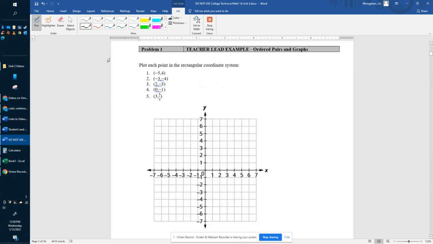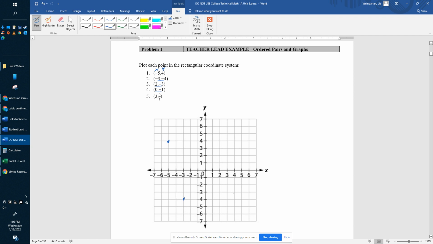So let's look at an example where we will be graphing some ordered pairs. Graphing -5, 4. So -5 is our x-coordinate, 4 is our y-coordinate. So we want to go over -5 on the x-coordinate and then go up 4 for y. So that's going to be our point number 1. Point number 2, we're going to go -3 on the x-coordinate and then -4 on the y-coordinate. So there's our point number 2.